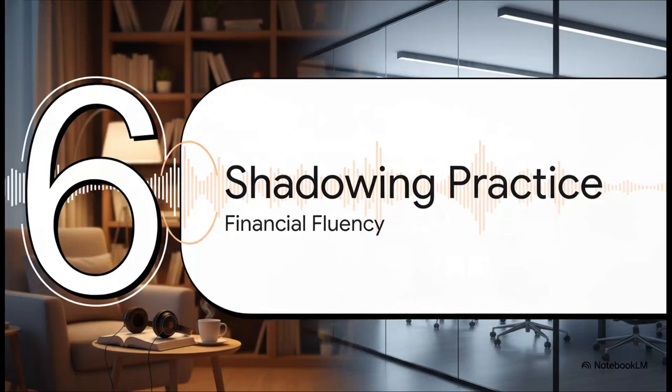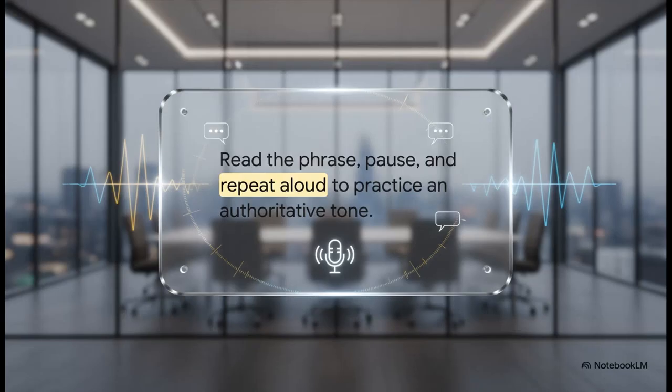Section 6, Shadowing Practice for Financial Fluency. Now it's time to put all of this into practice. For our final segment, we're going to use an auditory shadowing technique. You are going to act as my echo. This is how you master the prosody, rhythm, and intonation of authoritative professional English.